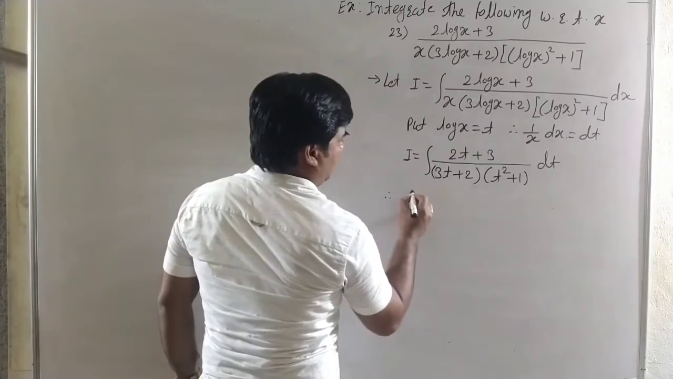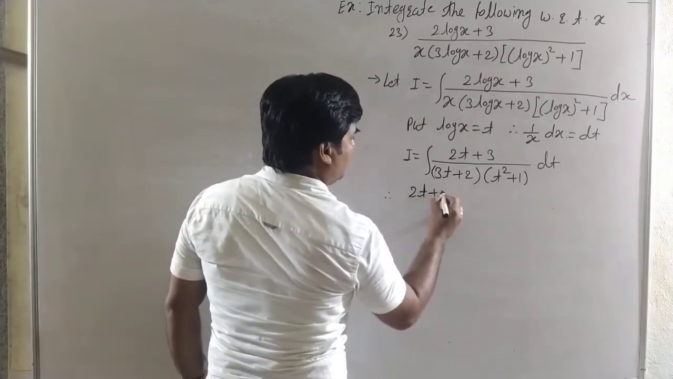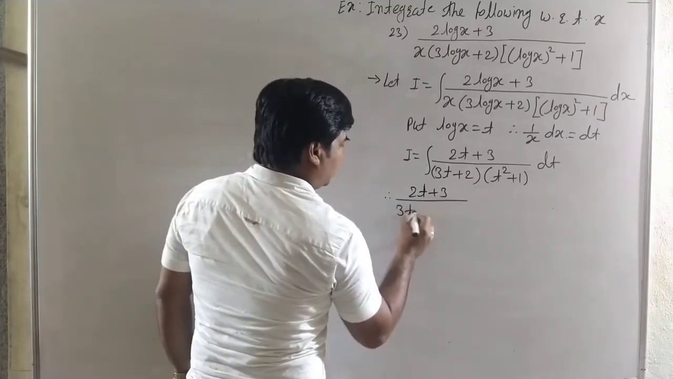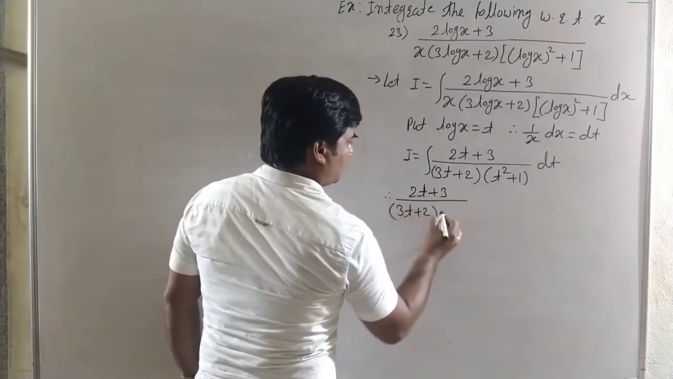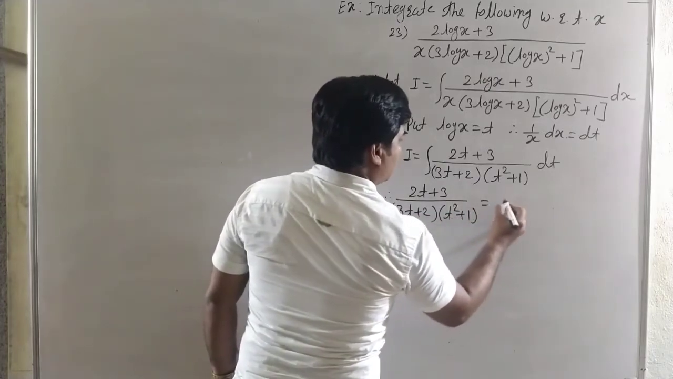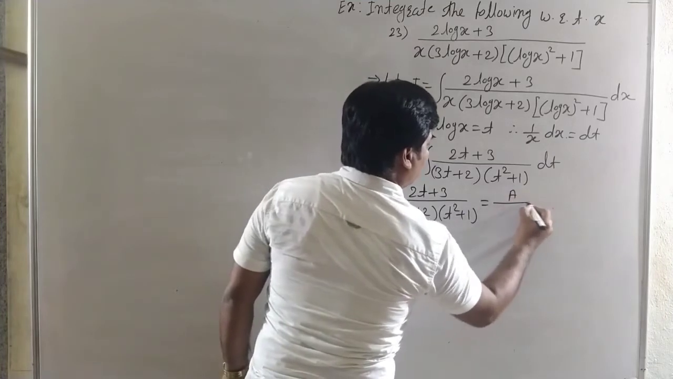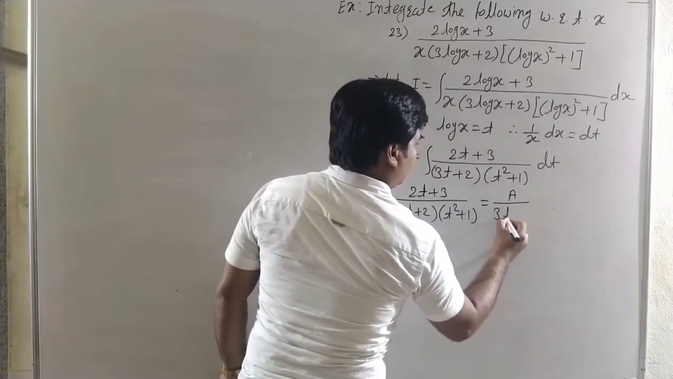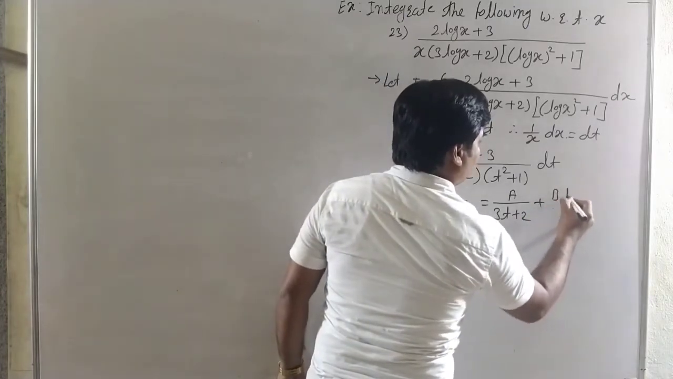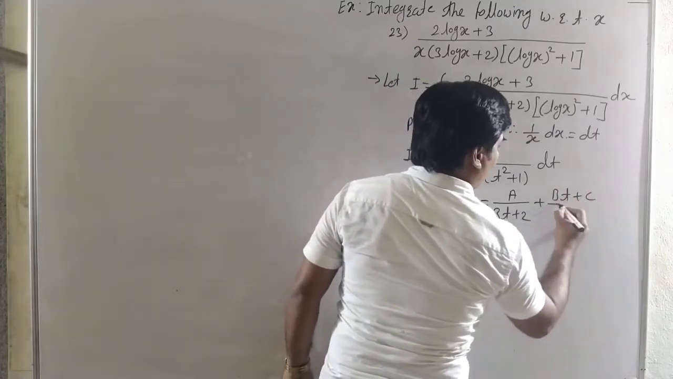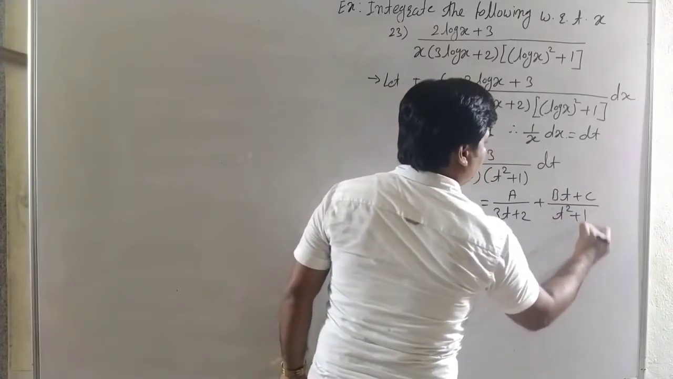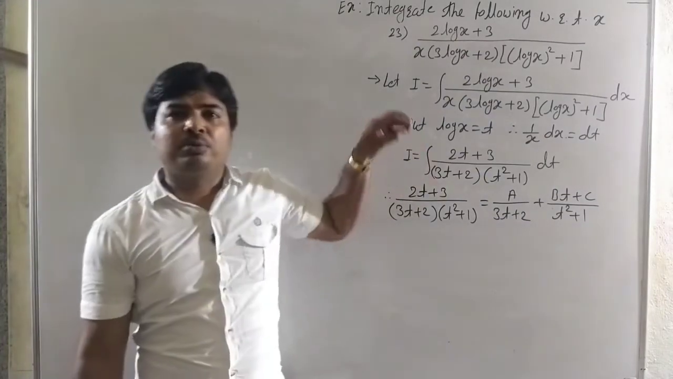So here we can use partial fractions: (2t plus 3) upon (3t plus 2)(t square plus 1) is equal to a upon the linear factor 3t plus 2, plus (bt plus c) upon the quadratic factor. Now the process is same as the previous example.